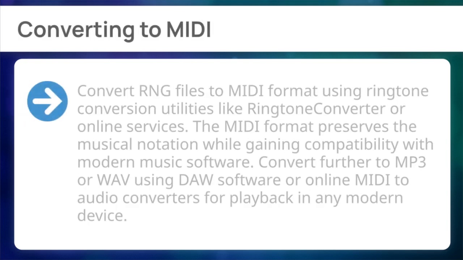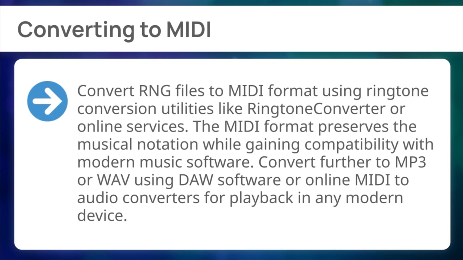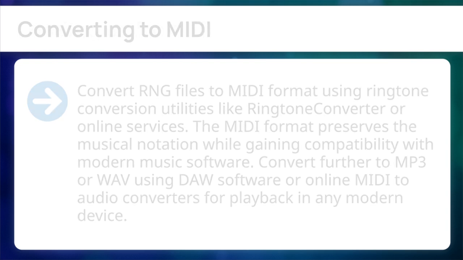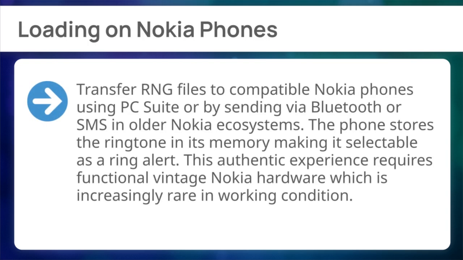Next, converting to MIDI. Convert RNG files to MIDI format using ringtone conversion utilities like Ringtone Converter or online services. The MIDI format preserves the musical notation while gaining compatibility with modern music software. Convert further to MP3 or WAV using DAW software or online MIDI to audio converters for playback in any modern device. Finally, loading on Nokia phones.